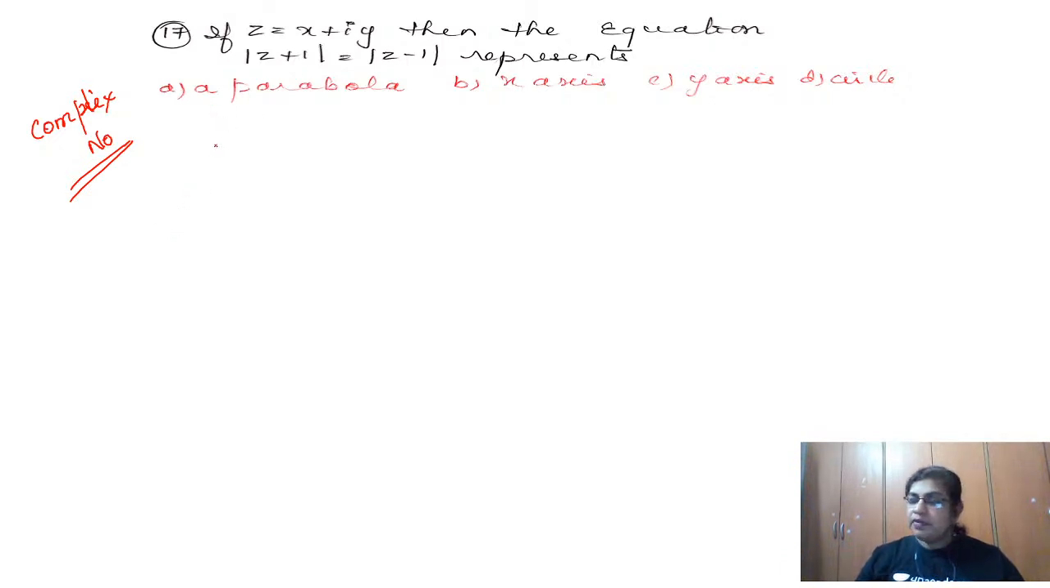Here we have, if z is equal to x plus i into y, then the equation mod z plus 1 is equal to mod z minus 1 represents what? Is it a parabola?